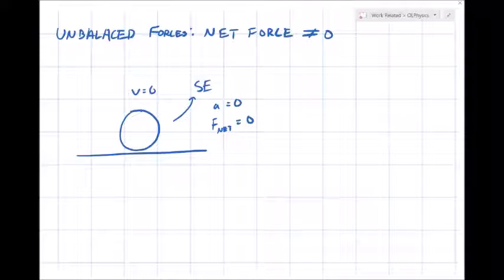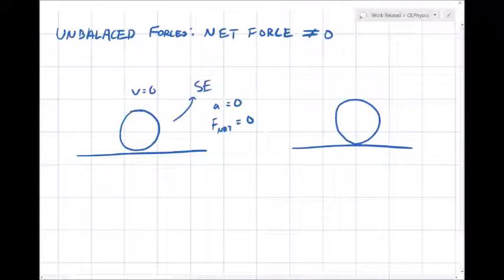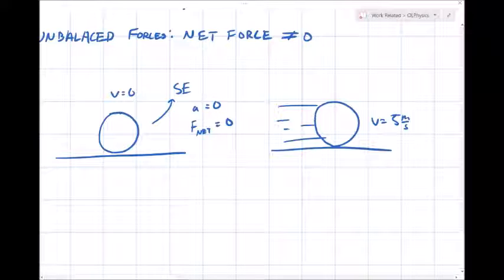Another one we have is dynamic equilibrium. So let's say now this ball is rolling, and it has a constant velocity of, let's just say, 5 meters per second. It doesn't really matter, I'm just giving it a random one. As long as it's moving in a straight line path at a constant velocity of 5 meters per second, this is dynamic equilibrium. Again, acceleration equals 0, and F net, your net force, also equals 0.